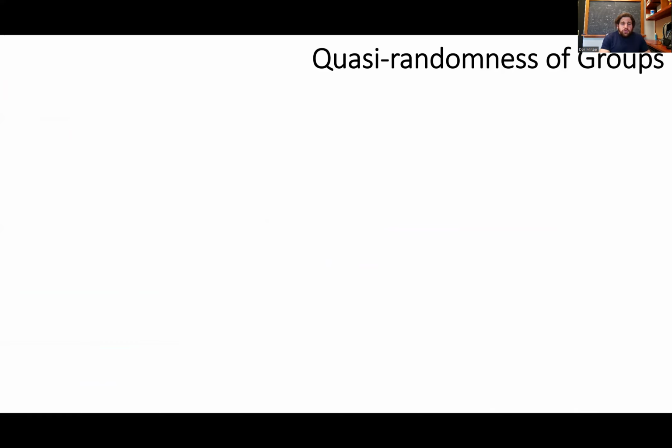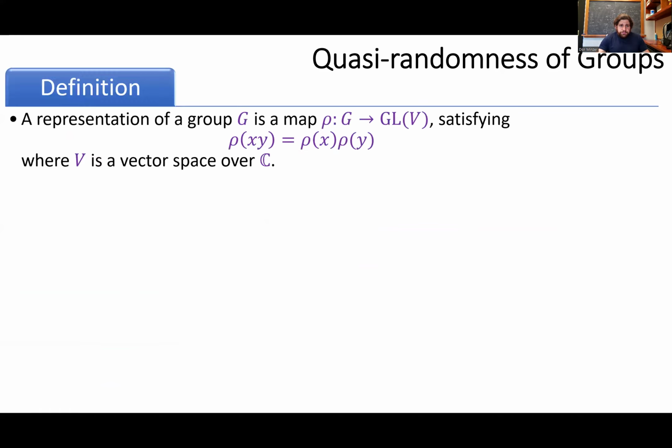Okay, so it turns out if you want to understand all of these questions, then the parameter that is of most importance is what is called the quasi-randomness of a group. And this is defined as follows.